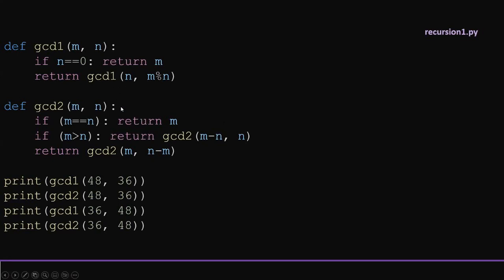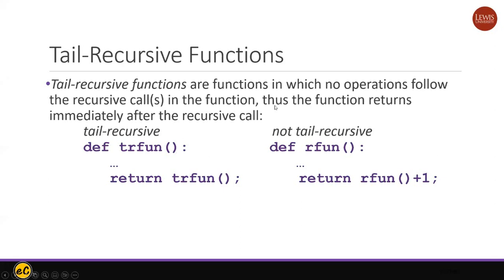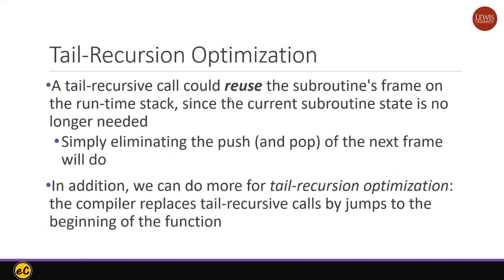There are two different ways of writing a GCD, greatest common divisor, for m and n. Here is a tail recursive function. If you have a recursive function but you need to have an extra operation, this is not tail recursion, so the compiler cannot optimize this one. Tail recursive code reuses the subroutine's frame on the runtime stack, so it actually has some benefit. And usually we suggest that if you need to write a recursive function, always write a tail recursive function.